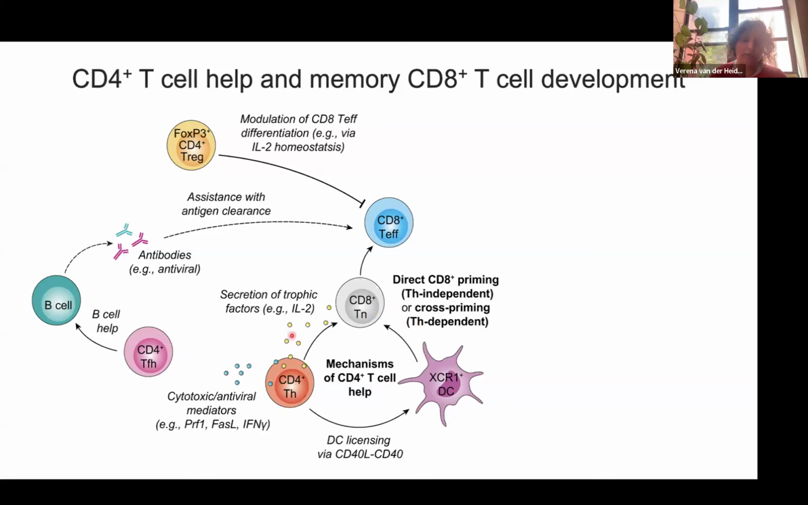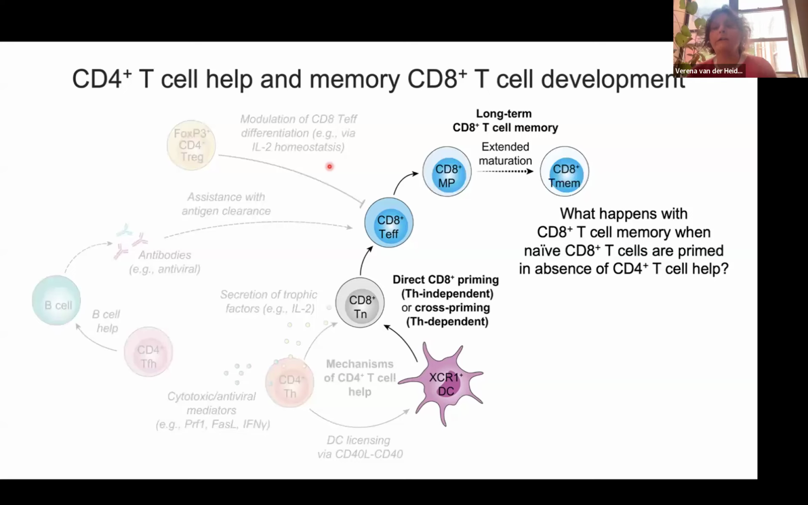CD4 T cells also produce a lot of trophic factors like IL-2. They can also secrete more direct antiviral mediators like perforins. And then obviously they also help B cells by assisting to generate antibodies that help in clearing pathogens. And then Tregs also play an important role, more likely at the later stages, where they can limit the effector expansion of these effector CD8 T cells.